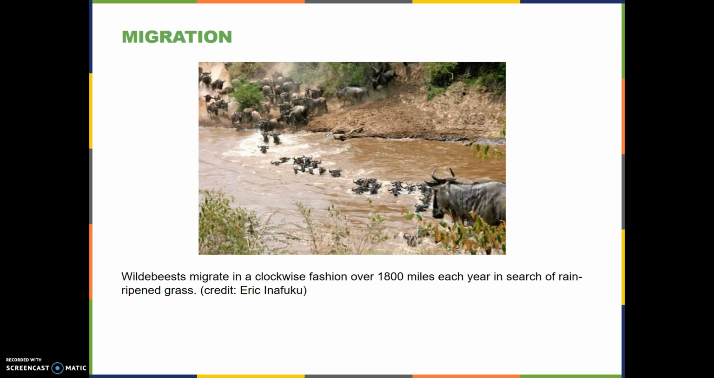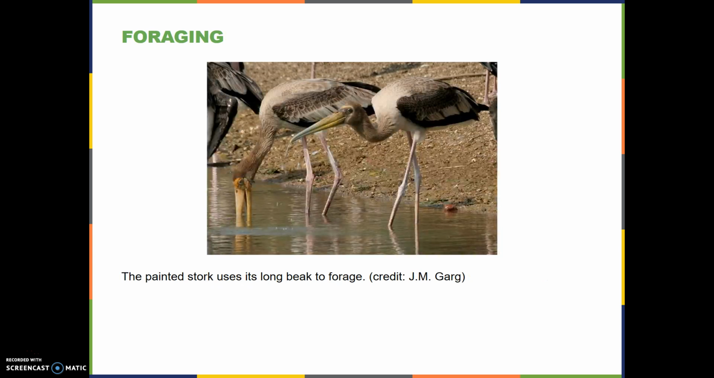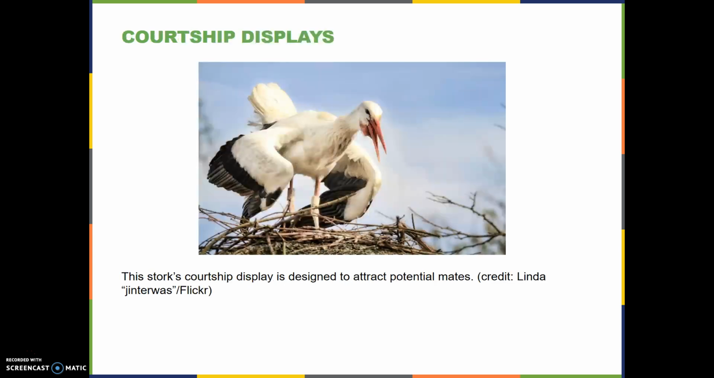Migration. Here we see migration of wildebeest. Foraging is just hunting for food. Courtship displays. These are storks, and courtship displays can be fixed action patterns as well.